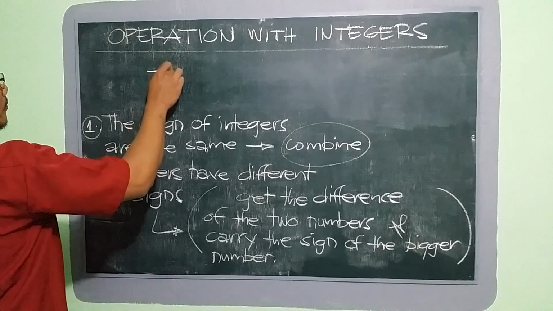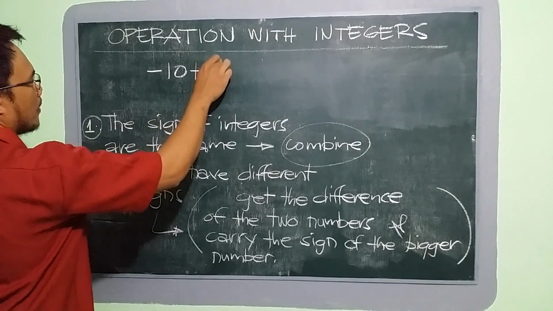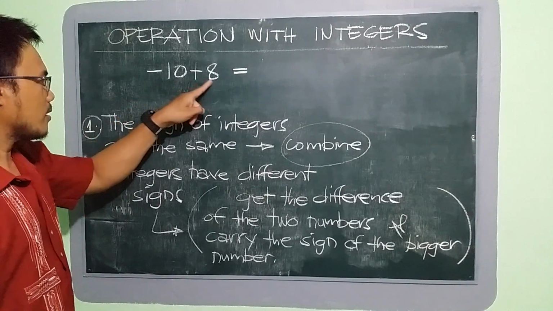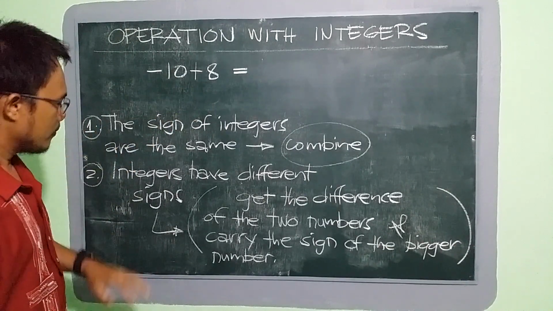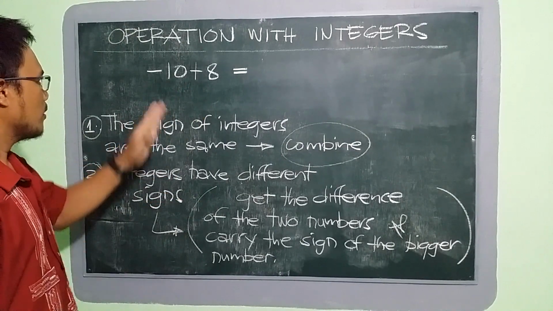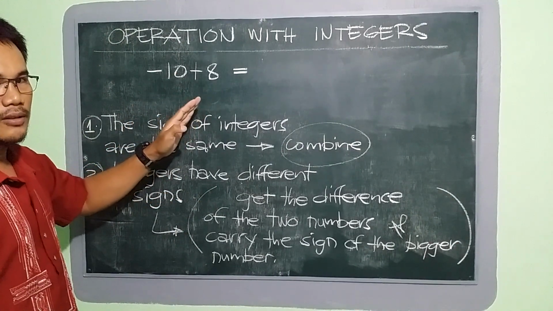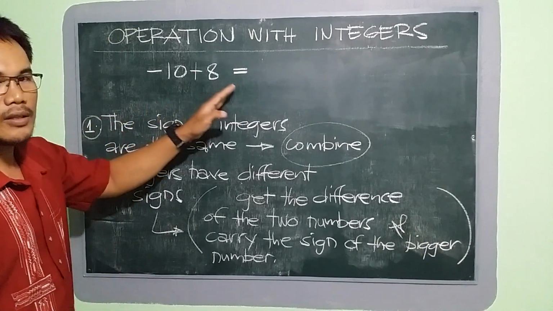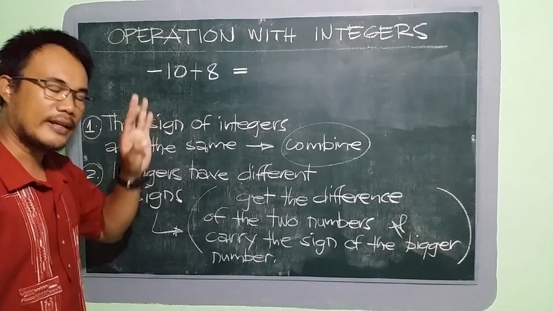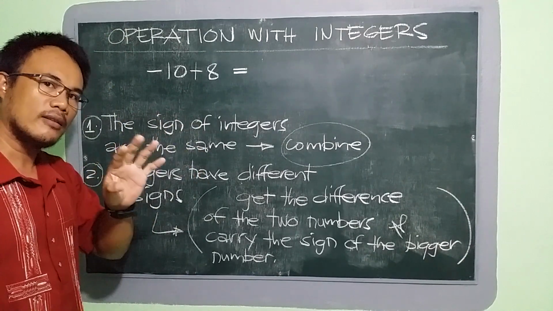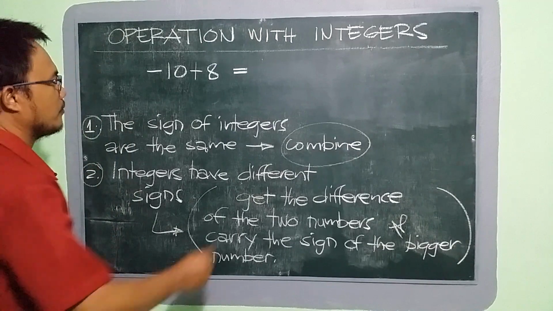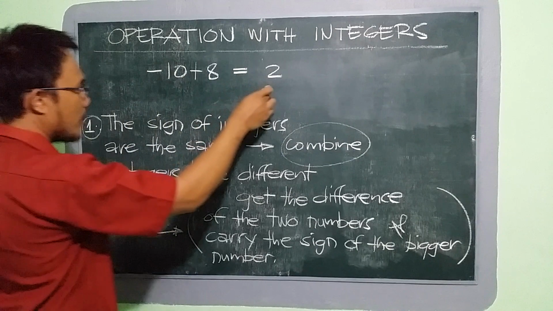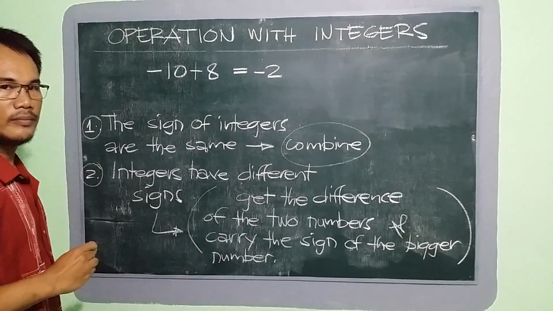If we have negative 10 plus 8. Since 10 is negative and 8 is positive, we have different signs between the two numbers. So based on our rule, we need to get the difference between the two numbers, 10 and 8. So what is the difference between 10 and 8? The difference is 2. Since the bigger number is 10 and the sign is negative, therefore the answer is negative 2.